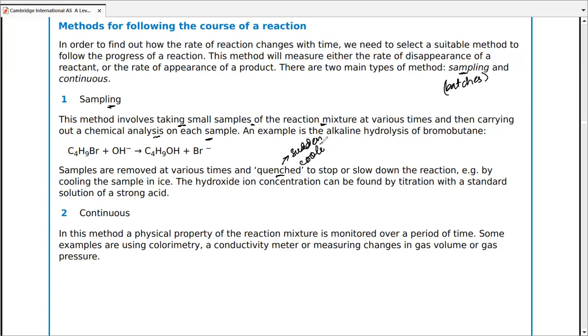Now, sometimes we suddenly cool the sample that we take out. It actually helps us to stop the reaction wherever it is. If the reaction is 40% complete or 60% complete or 90% complete, we stop the reaction right there and then.